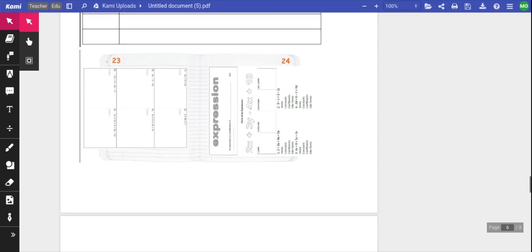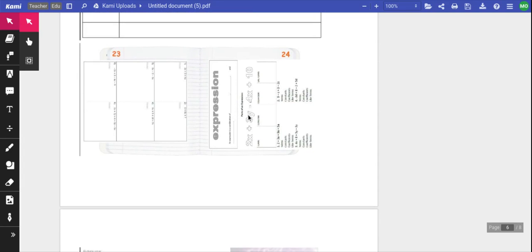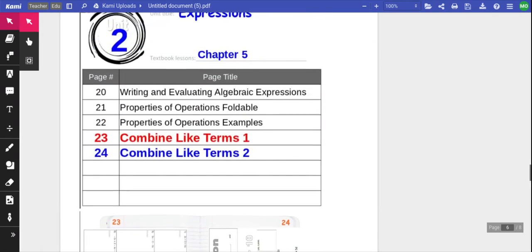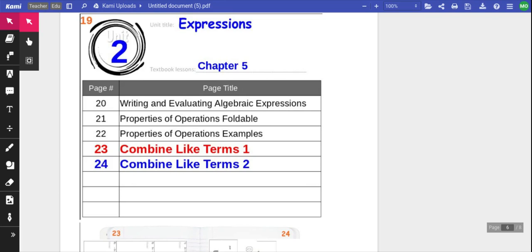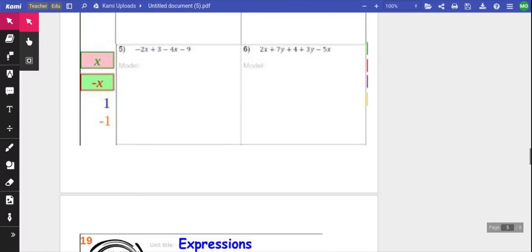Okay, if you have your composition notebook and you printed out the notes, you'll glue them in on pages 23 and 24. Otherwise, do your best to write the problems and then put in your notes with it. If you're staying organized and you have this little unit tracker, you're going to fill that in today for page 23, combining like terms, and on page 24 you have combining like terms 2. So we've got a couple of notes going with this.